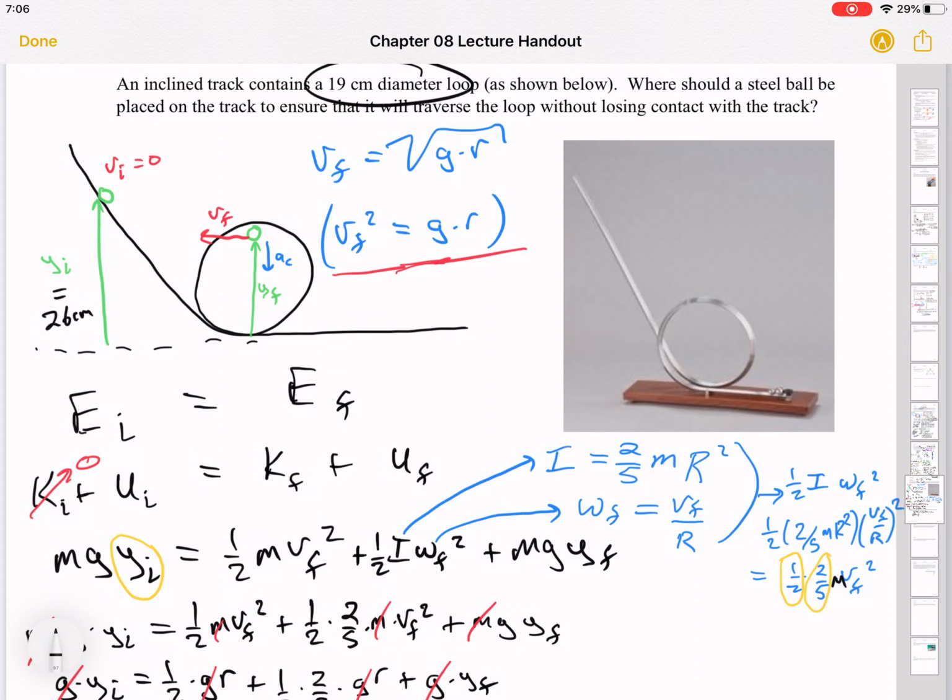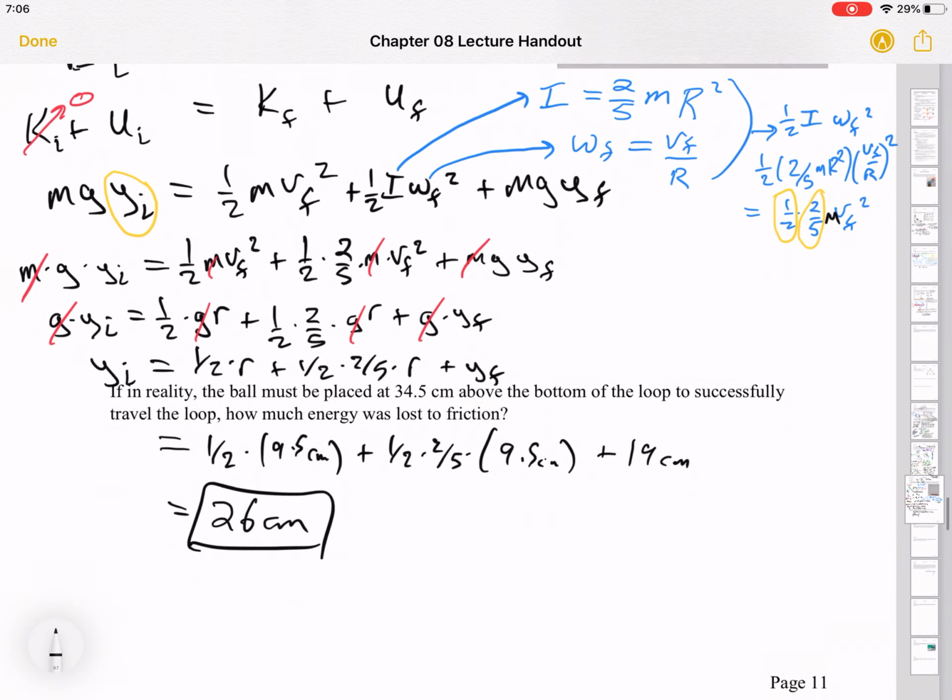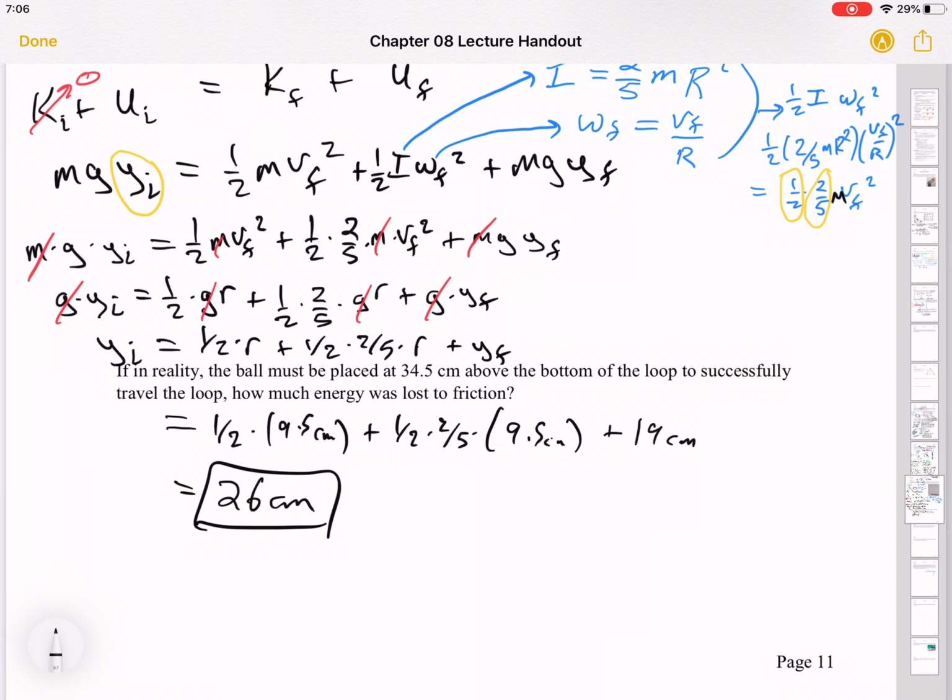So you have to actually put this up a little higher. So what I've done is I've put this up a little higher and a little higher until it just goes through the loop. So in reality, this is like Y initial theoretical. Y initial experimental is 34.5 centimeters.